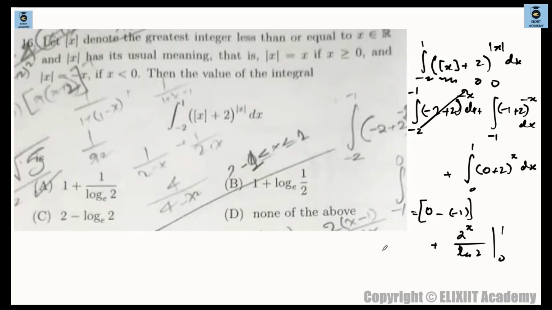So finally, minus minus becomes plus 1. Then plus 2 raised to the power of 1, which is 2, so 2 by ln2, minus 2 raised to the power of 0, which is 1 divided by ln2. Finally we have 1 + 2/ln2 - 1/ln2, which is 1 + 1/ln2. Option A is correct.